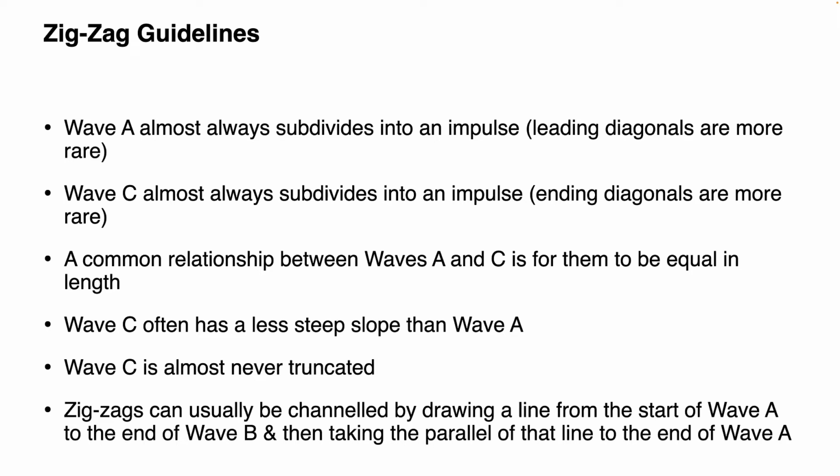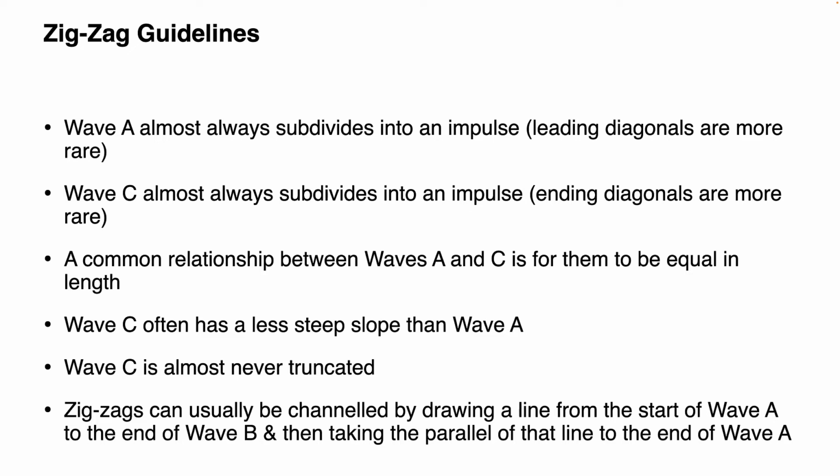Another trick that's very handy in identifying a zigzag is that wave C often has a less steep slope than wave A. And finally, wave C is almost never truncated. What does that mean? It means that wave C will almost always go on to make a new price extreme below the end of wave A, and we're going to take a look at some examples of that in just a moment.